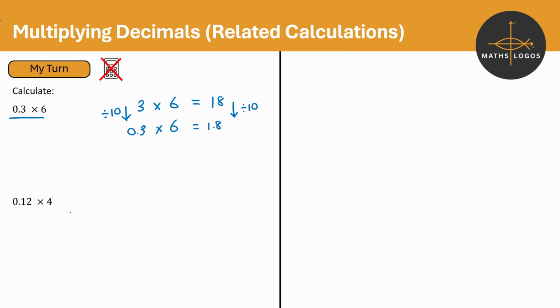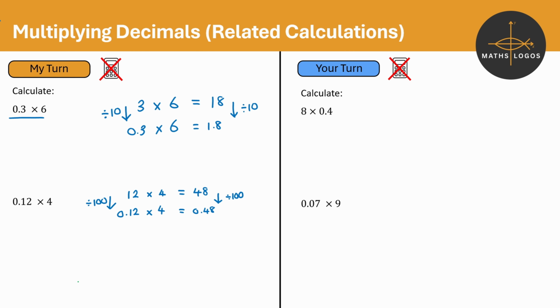We have 0.12 multiplied by 4. I'm going to consider the calculation 12 multiplied by 4, and I know the answer to that is 48, and I'm going to use that answer to help me answer our calculation, which is 0.12 multiplied by 4. Now, I haven't changed anything in regards to the 4, but to go from 12 to 0.12, I've divided by 100. What that means is the answer to this calculation is going to be 100 times smaller than 48. I'll do 48 divided by 100 to give me 0.48.